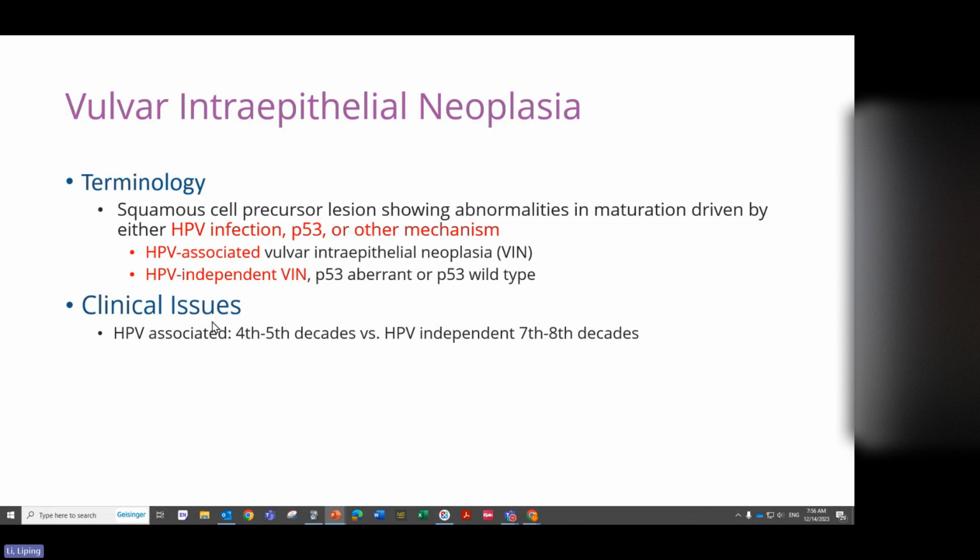And then for the clinical issue, HPV-related lesions happen in younger patients, usually in their 40s to 50s, and HPV-independent VIN happens in older age, like 70 to 80.